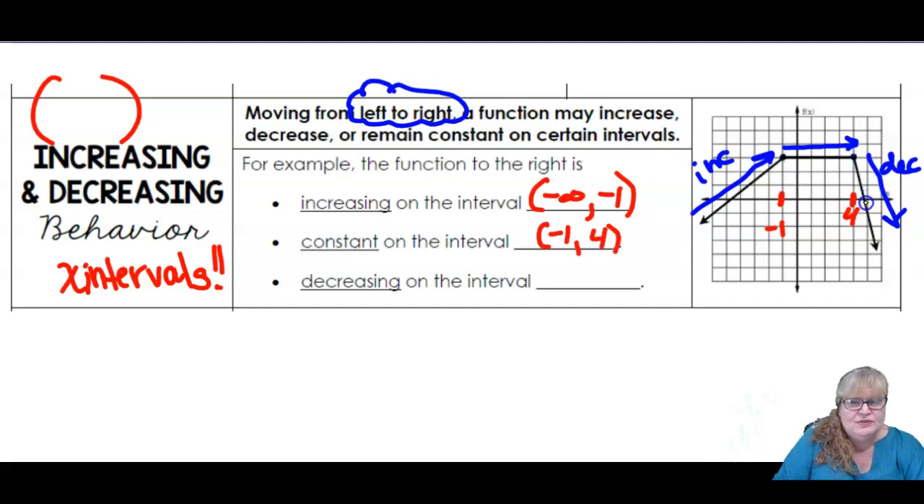And then the Y values are going down. So you go left to right, the graph is going down, so it is decreasing. And that started happening at 4, and it goes off to the right forever. So we say to infinity. All right, these are X intervals again. You never use Y values when you're doing increasing and decreasing. The Y is what is doing the increasing or decreasing.